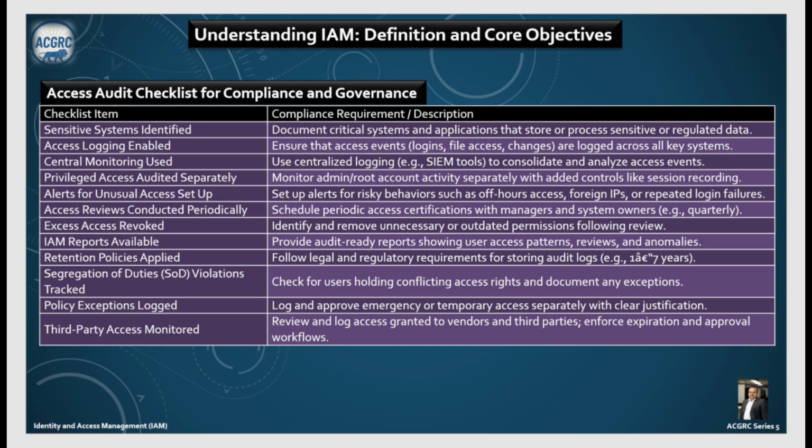Next, log and approve emergency or temporary access separately and with clear justification. Next, review and log access granted to vendors and third parties. Enforce expiration and approval workflow. I hope this checklist helps you with your planning and your strategy.